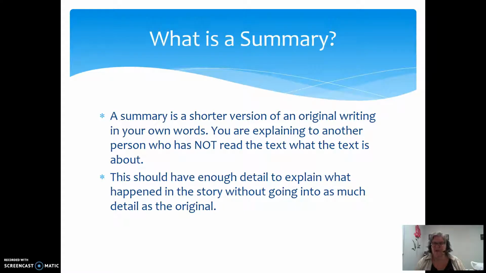And it's important that a summary is comprehensive. So it means that it includes all the parts of the article, not just part of it or the first 2 pages of a chapter. It needs to be comprehensive of the whole thing.